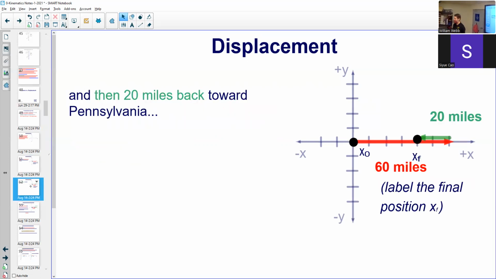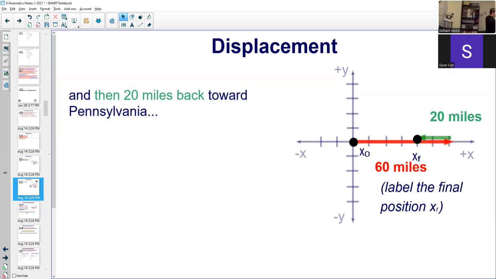We stop, maybe we have dinner, and we start coming back home. We drive 20 miles and realize, oh, I'm kind of low on gas, so you stop at the gas station, fill up the car, maybe get a Coke and a candy bar. At this point, how far have we driven? 80 miles. But how far are we from where we started? 40 miles. So what's the distance that we've traveled? The distance is 80. We've actually traveled a distance of 80 miles, but our displacement is 40 miles east of where we started.